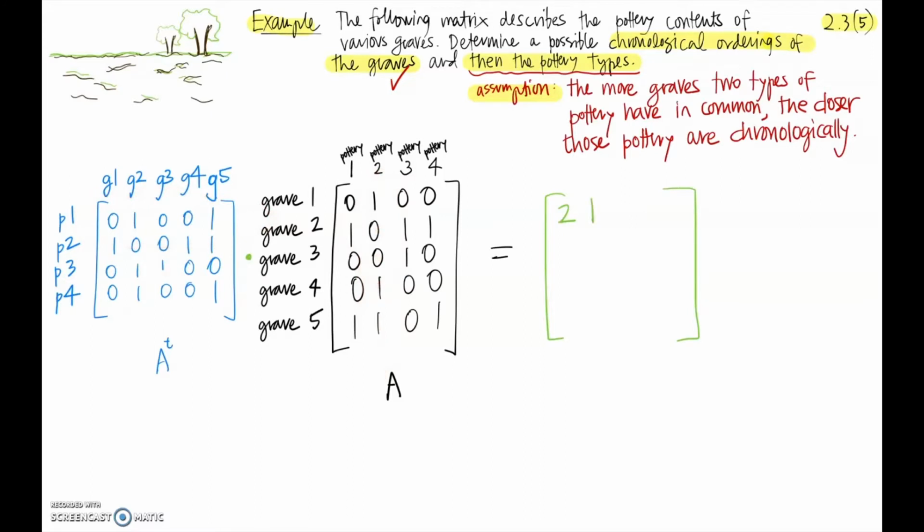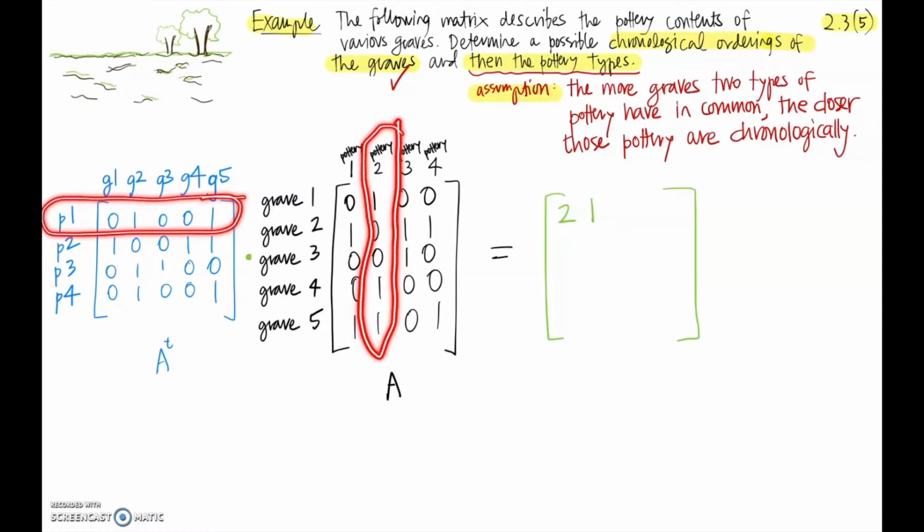Okay, let's think about what this 1 represents. It represents pottery type 1 and pottery type 2. And wherever they both have a 1, that means they were both showing up in that grave.